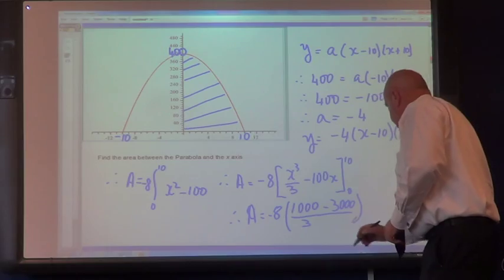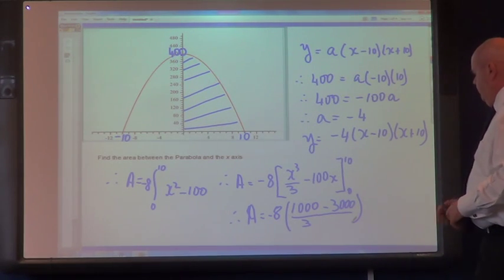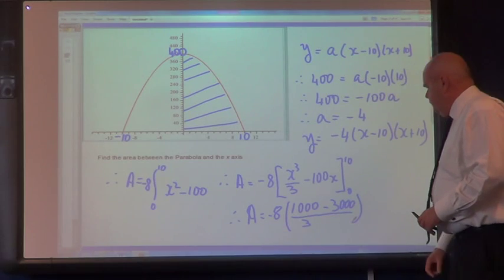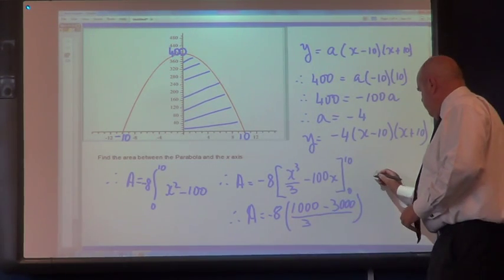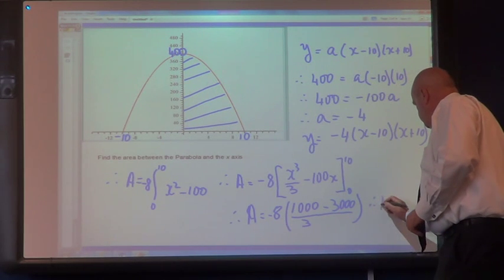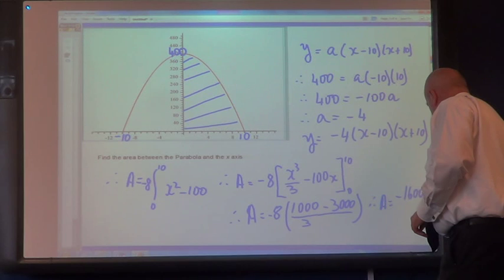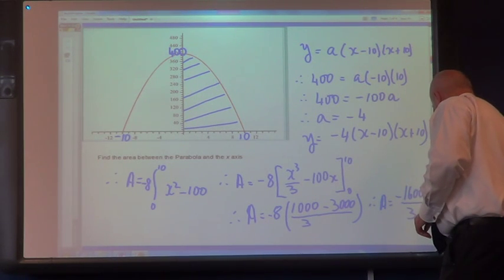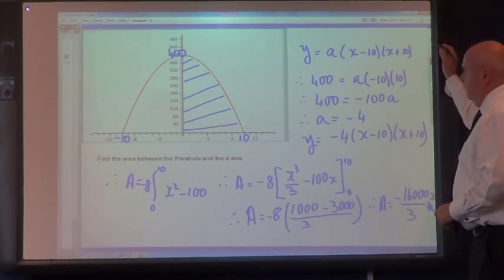Okay? And that pretty well is the answer. I just obviously need to tidy it up a bit. I've got negative 2,000 there times negative 8, so it's going to be negative 16,000. Therefore, area equals negative 16,000 on 3 units. It's an area, so they are square. So that's that problem there.